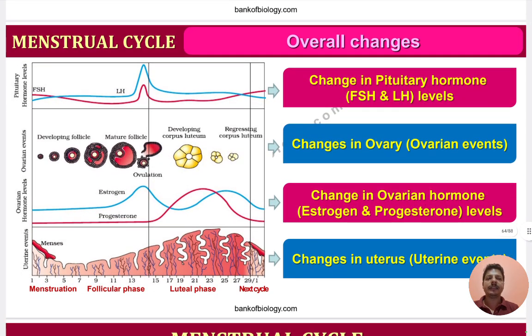Next, overall changes. What happens? This is the diagram from your NCERT. It shows the change in the pituitary hormones, FSH and LH levels, the change in the ovarian events, the change in the ovarian hormones, estrogen and progesterone levels, and here the change in the uterine events.